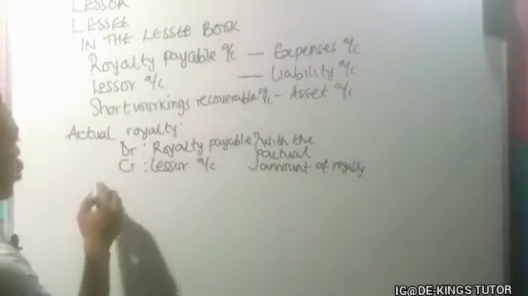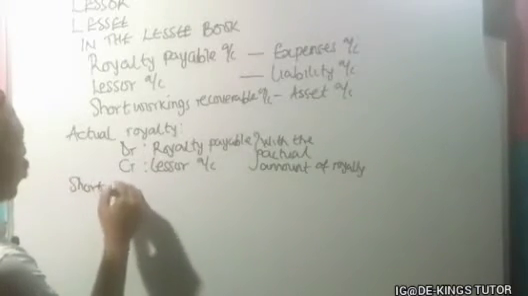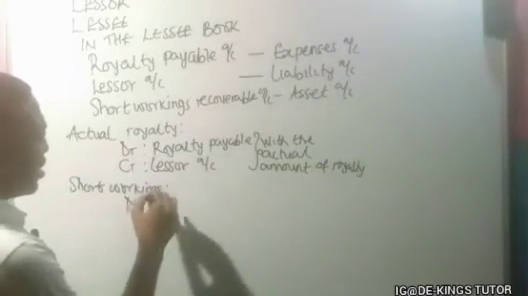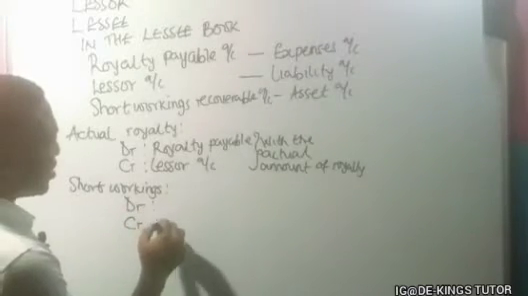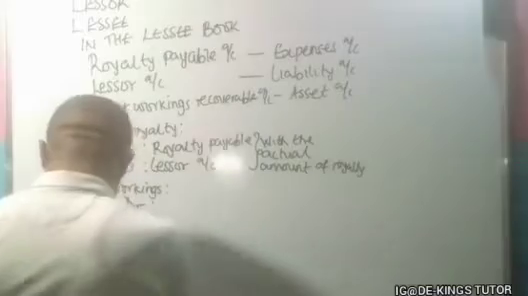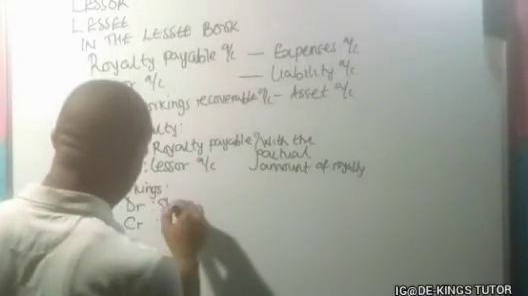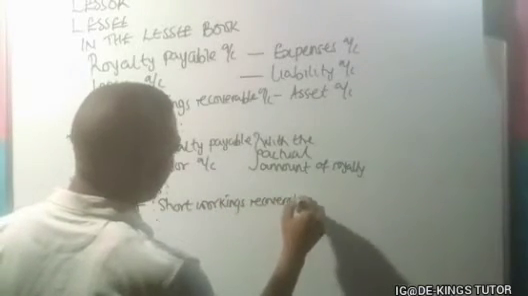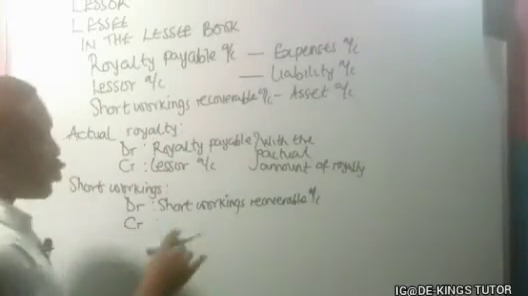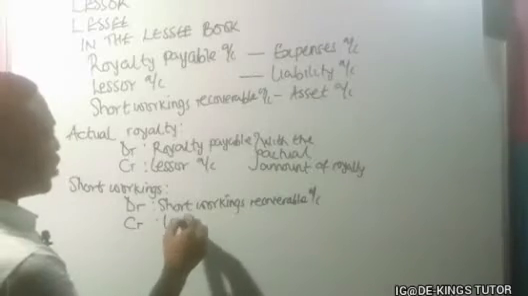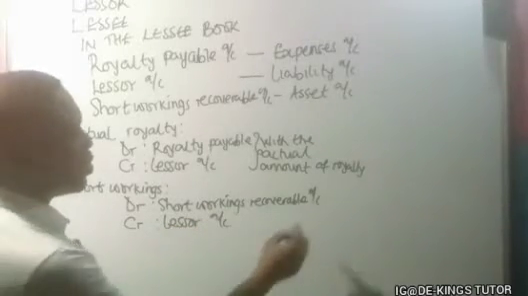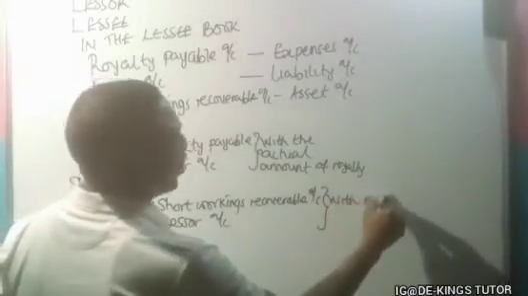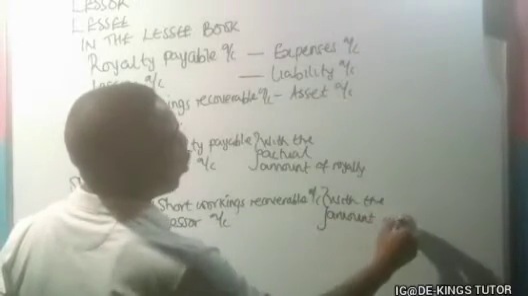Now the next one is if there is short workings. If there is short workings, for the debit we'll have the short workings recoverable account. It will be debited to short workings recoverable account, while the credit entry will go to the lessor account, with the amount of short workings.